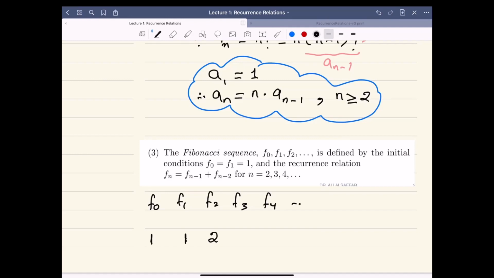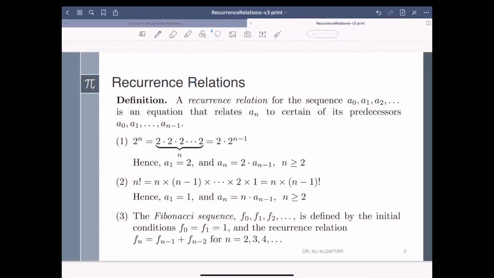The previous values for f3 are f1 and f2. When you add them, you get 3. The previous values for f4 are f2 and f3. When you add them, you get 5, then you will get 8, then 13, then 21, and it continues.